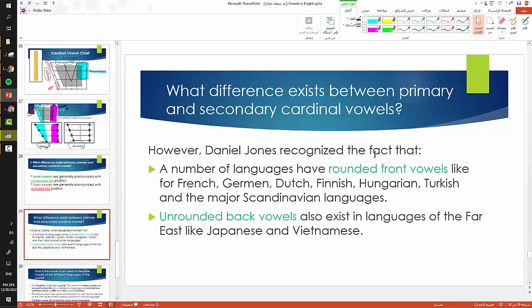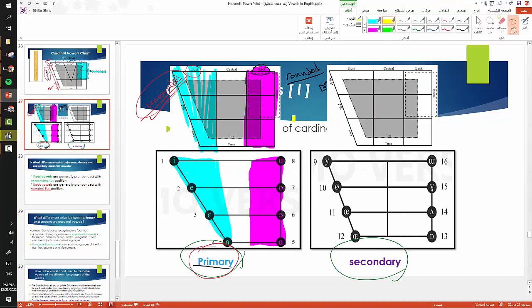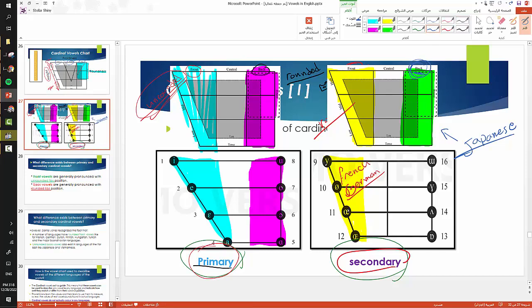However, Daniel Jones recognized the fact that a number of languages have rounded front vowels, so in the secondary, the front vowels are rounded. Here the front is rounded, the opposite, like French and German. What about the back vowels? He said unrounded back vowels also exist in languages of the Far East like Japanese and Vietnamese. In their languages, they have unrounded back vowels.